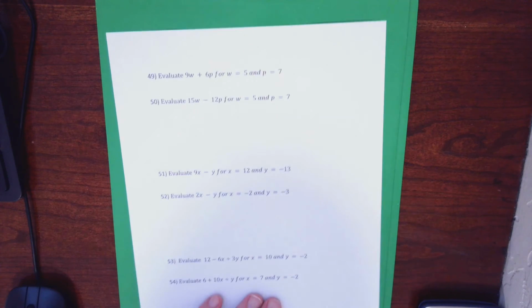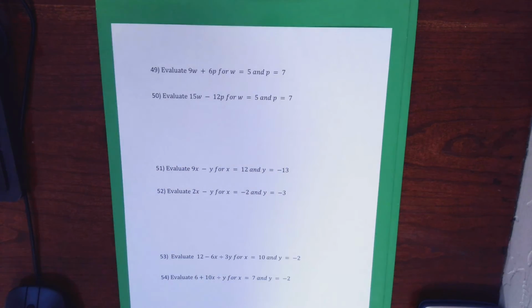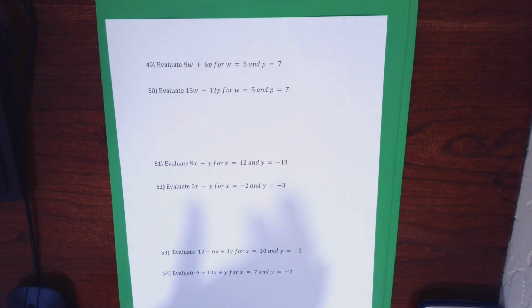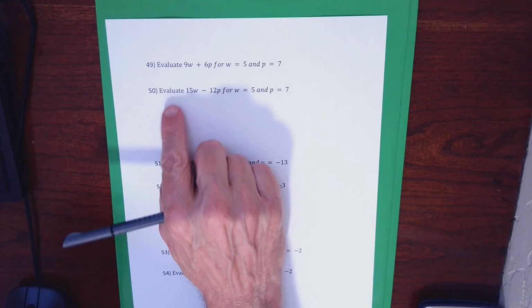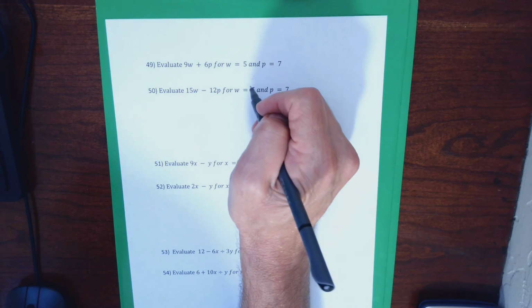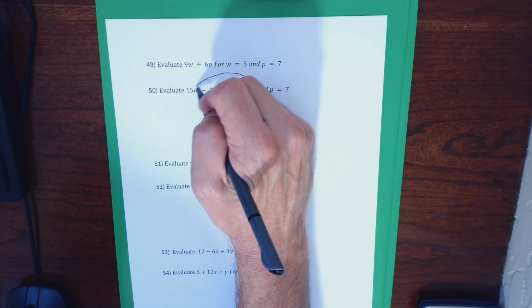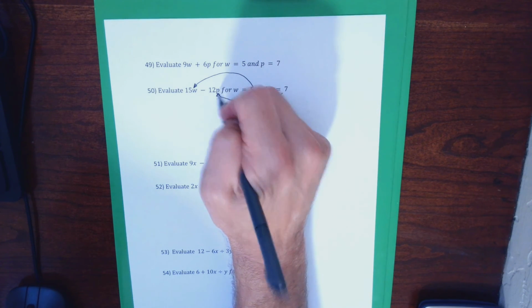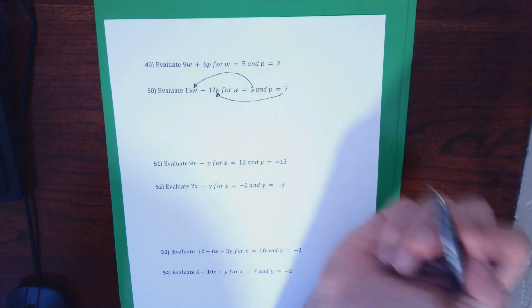It's a new style of problem, but it's a friendly style of problem. The rest of the problems in this section give me expressions with variables, and they tell me what numbers to plug in for the variables, and it's just an order of operations. 50 gives me the expression 15w minus 12p. It wants me to change w to 5. It wants me to change p to 7, and simplify using orders of operations.